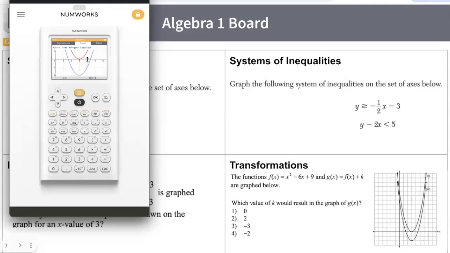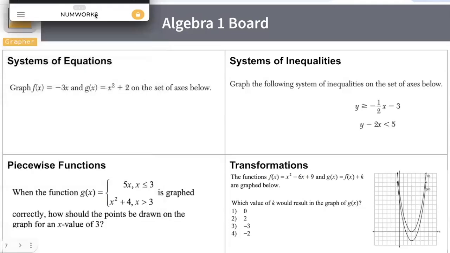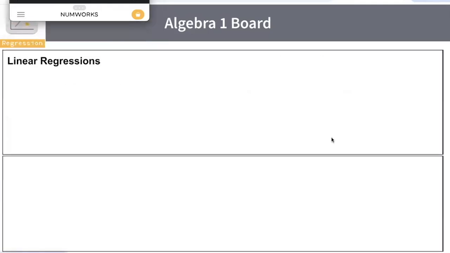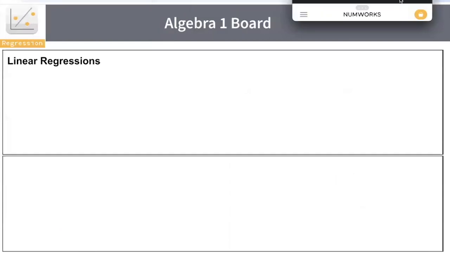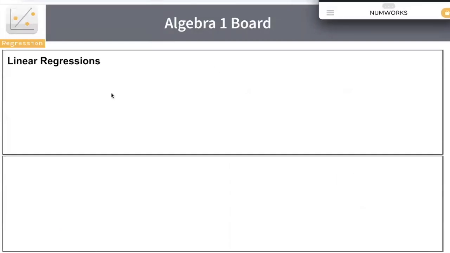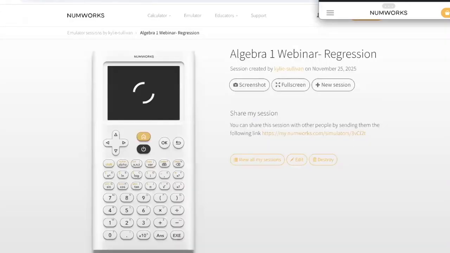The next app we're going to touch on is our regression app. Similarly to equations, I actually pre-saved some sessions, especially for the first one that's a little longer, just for the sake of time and making sure we could get through all of the apps that I really want to show you for Algebra 1 today. So your linear regressions, I would use my regression app for things other than just linear regressions.